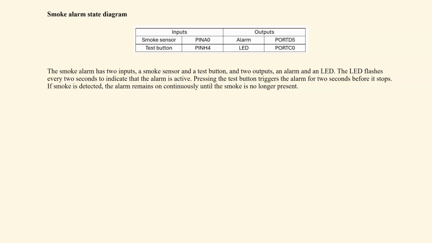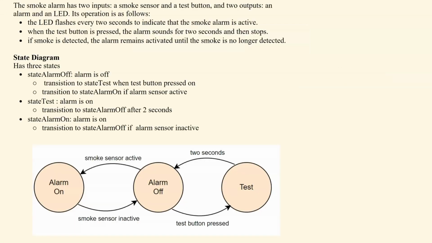Read the problem for the smoke alarm, then pause the video and write the pseudocode and the state diagram. I have rewritten the problem, then I wrote some pseudocode for the state diagram. There's a state diagram shown here. We have alarm off, alarm on, and test, and we show the transitions that go between these states. Now pause the video and write the C code from the state diagram.